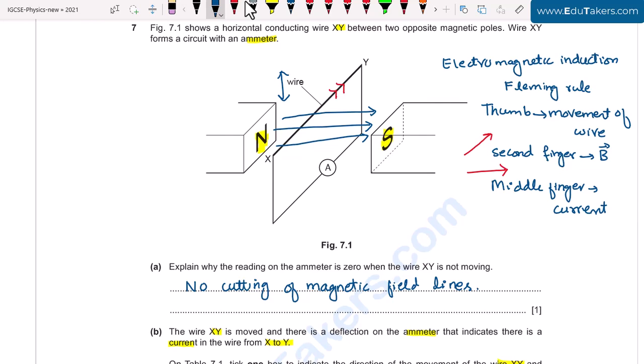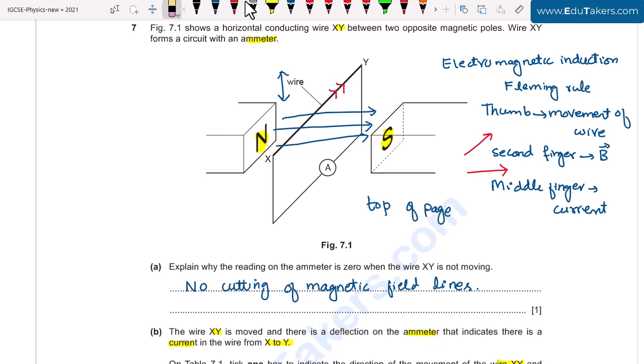When I use my hand and arrange in such a way that thumb, second finger and middle finger are perpendicular to each other, then I point my second finger in the direction of magnetic field and middle finger in the direction of current. Then my thumb indicates the direction in which the wire XY is moving, and it is moving to the top of page. So the direction of movement of the wire is to the top of page.